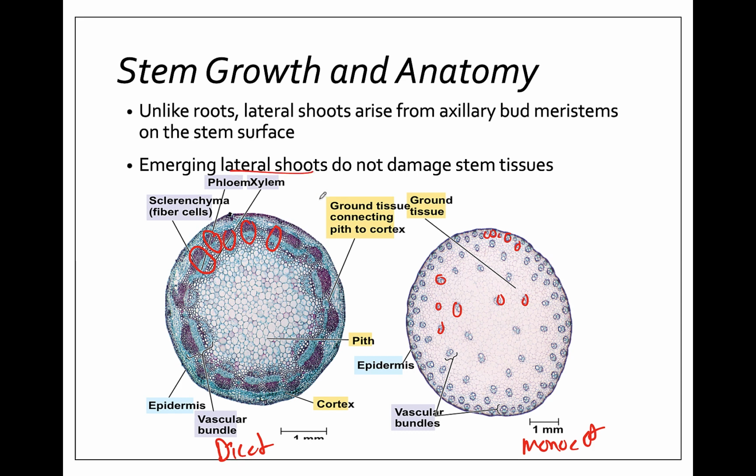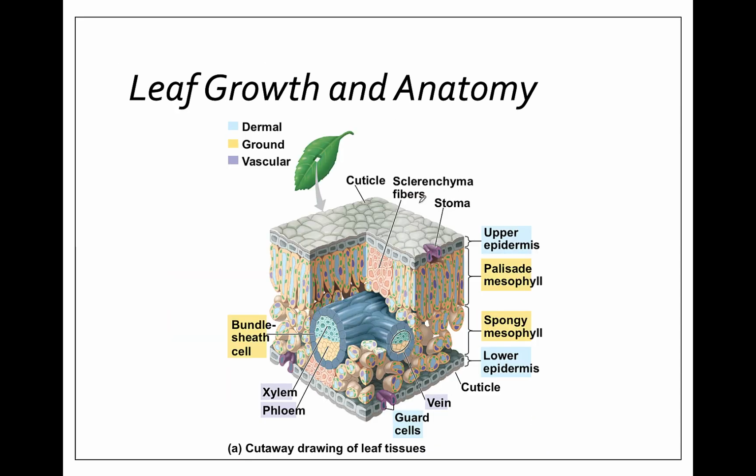The lateral shoots, so branches, right? They don't come from these vascular bundles. They come from the axillary buds on the surface, so they don't have to puncture through any tissue or cause damage to create a branch off of the stem. And then the leaf, they pretty much only do primary growth. So once a leaf is formed, it's not really going to do secondary growth at all.